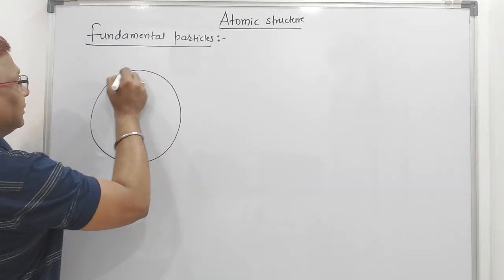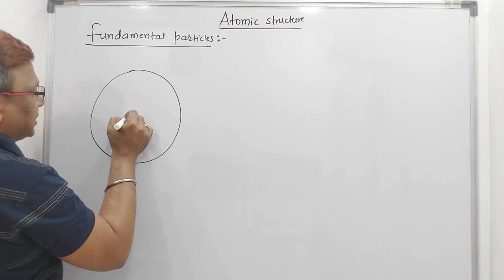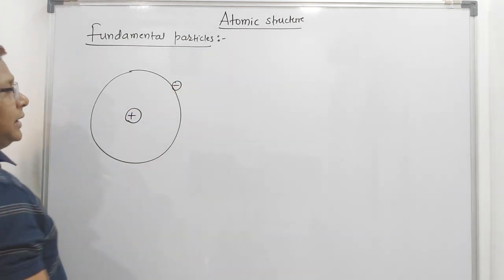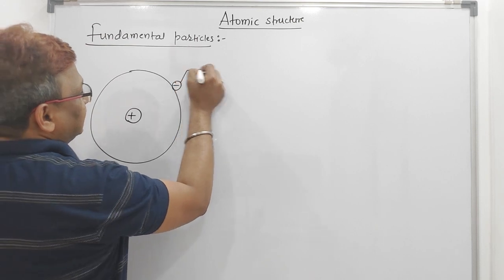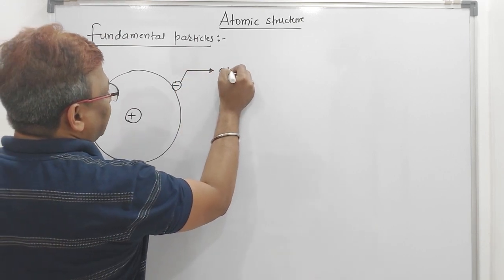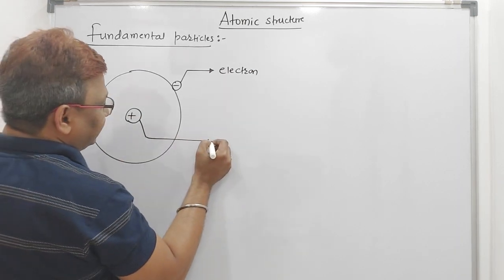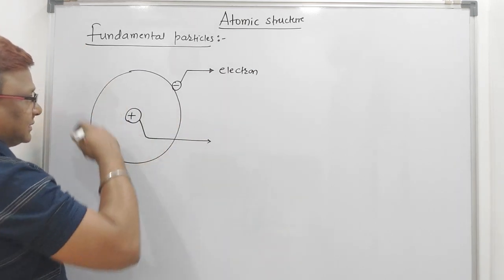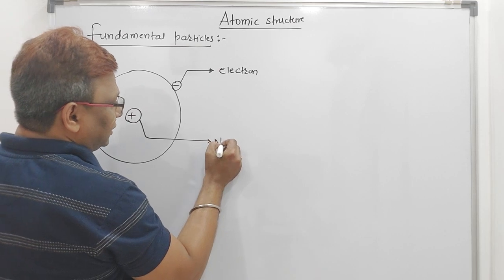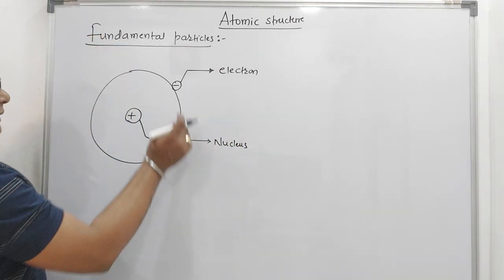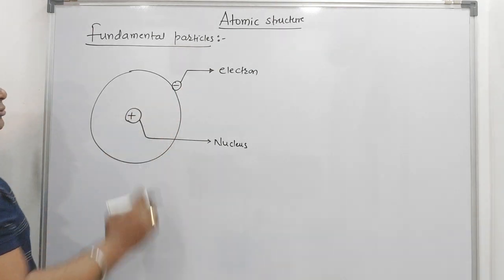It is spherical, having a positively charged nucleus at the center and negatively charged electrons lying outside the nucleus. So this is a negatively charged particle called an electron, and this is a positively charged particle which is at the center of this circle, and that will be called a nucleus. So negatively charged electrons lie outside the nucleus.